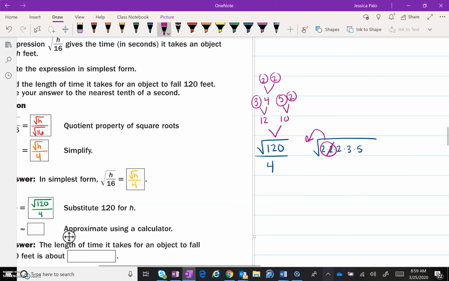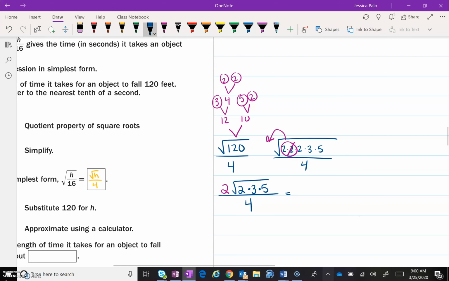So we are left with 2 on the outside, 2 times 3 times 5 on the inside, all over 4, which equals 2 times radical 30 over 4. Now this is something else I wanted you to see, which is why I didn't want you to just plug the whole thing into the calculator and find the approximation in decimal form.